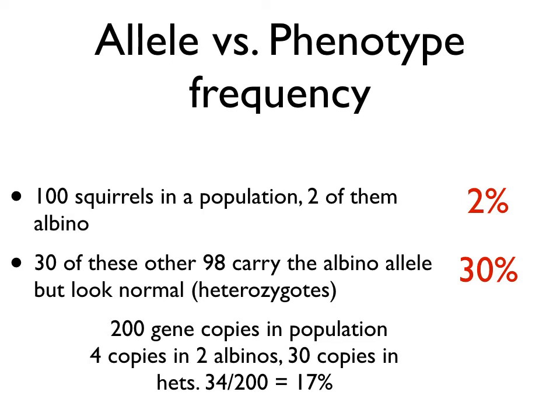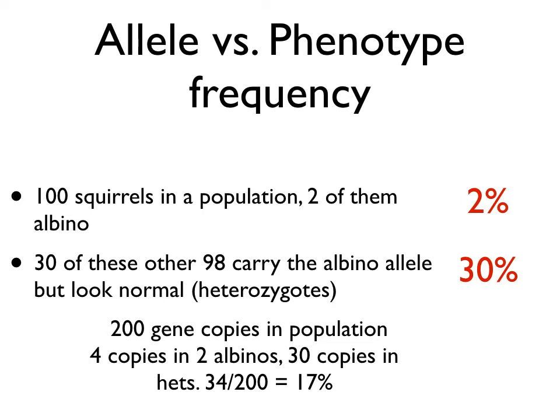And you can do the math from there. 83% of the copies of the gene in the population are the dominant allele. So these are 5 frequencies we've just calculated. 2% is the homozygous recessive genotype frequency. 30% is the heterozygous genotype frequency. 68% is the homozygous dominant genotype frequency. 17% is the recessive allele frequency, and then 83% is the dominant allele frequency.